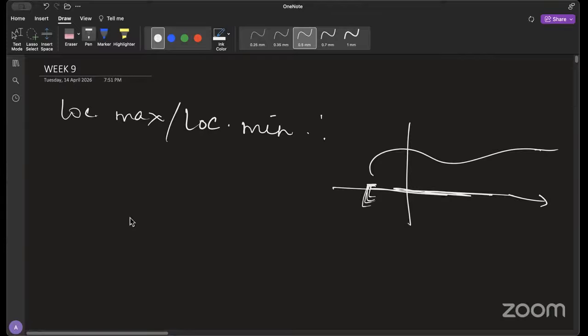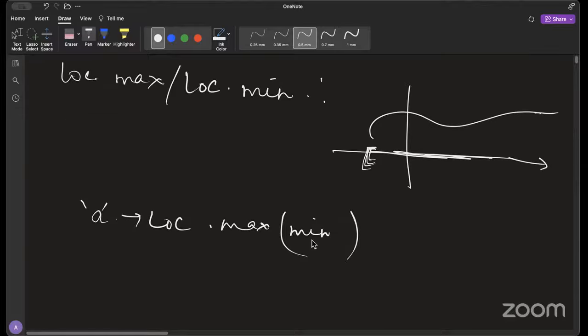First thing is this, and then what does the definition say? It says that it's a point in your domain. Let's say you have A. A is a local maxima, or respectively minima, if there exists an interval around A, or you can just write, if we have an interval containing A.